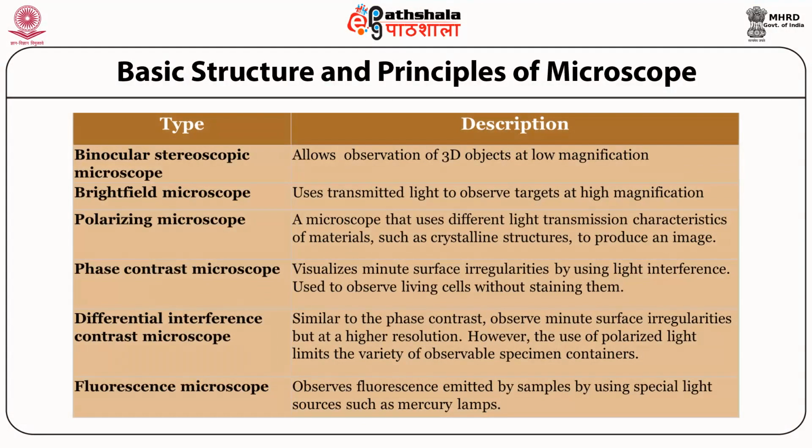So there are types of microscopes that are available depending upon the application. For example, the binocular stereo microscope has a lower magnification, but it allows you to observe objects in 3 dimensions. Then we have the bright field microscope, which is the standard form of light microscopy used to visualize objects. So you can use it to visualize live cells. Then we have the polarizing microscope, phase contrast microscope, DIC, and fluorescent microscope.